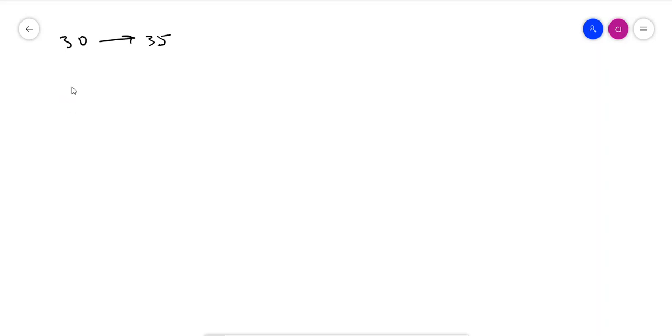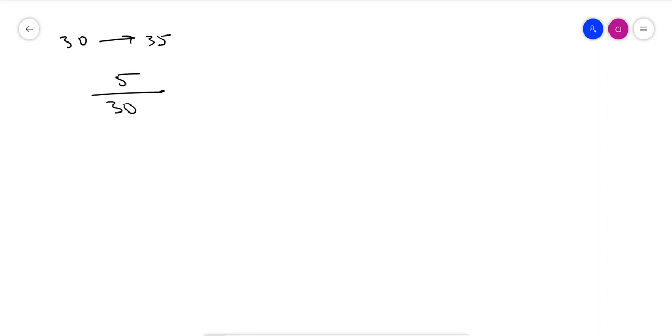So percent increase is the amount of increase, which in this case is 5, divided by the original amount, where you started. You went from 30 up to 35, so percent increase is not 5 divided by 35. It's 5 divided by 30, where you started, right?